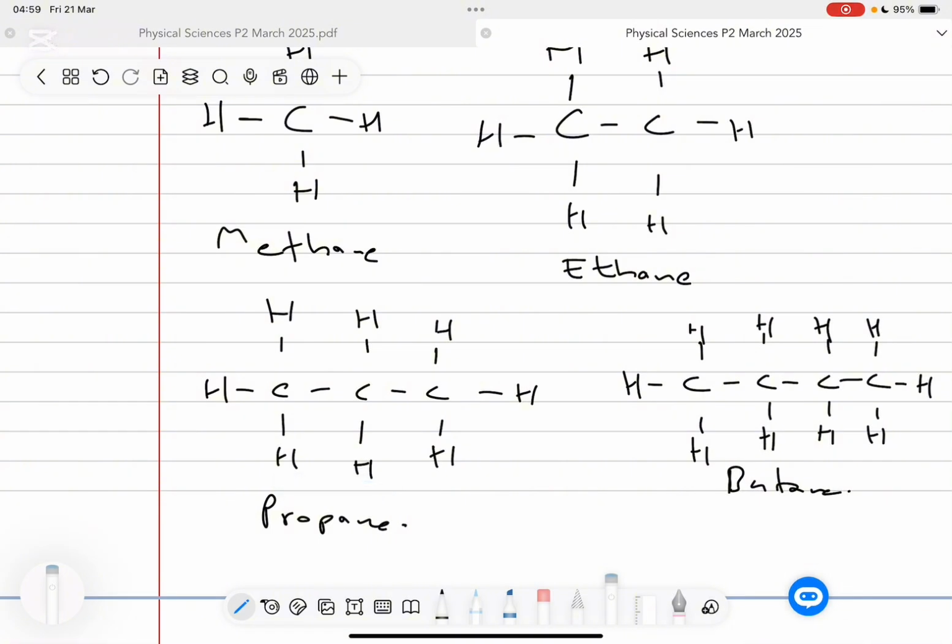Here we have an even bigger molecule, a lot of bonds. Same thing here. The bonds are forever increasing, and therefore the molecular mass and the density of these molecules is getting bigger.